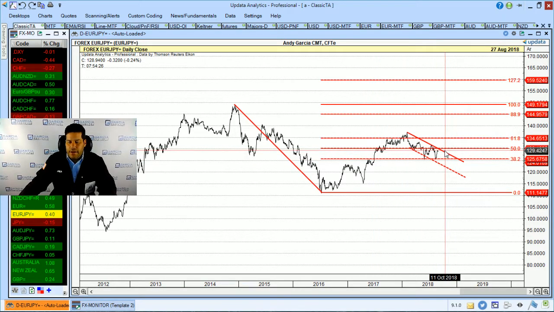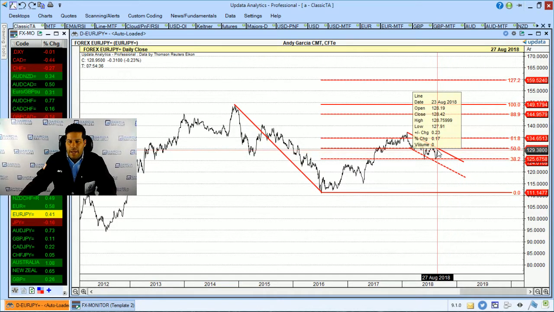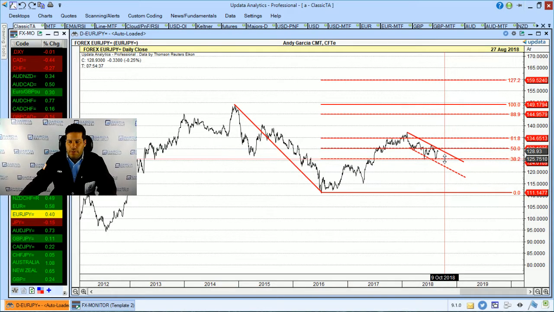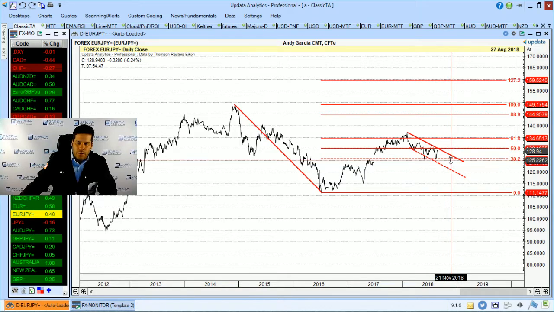What I'm looking at here is this downward channel, and we're at the upper boundary of the downward channel. I'm looking for resistance right here at 130.47, which is the 50% retracement level. And the other thing is that if we can get down below this 125 area, which is the 382, then I'm looking for more downside in the euro yen.